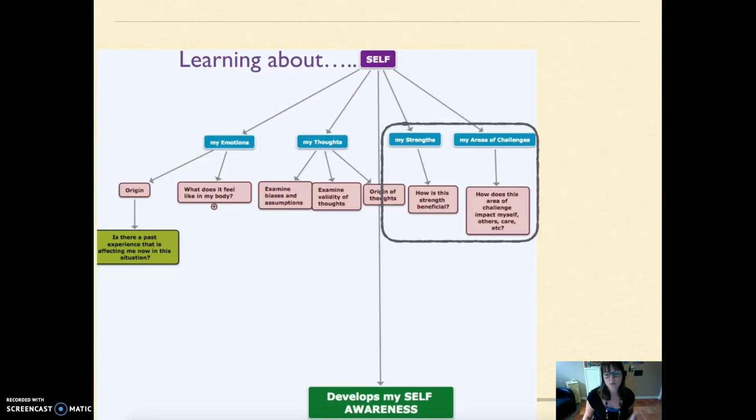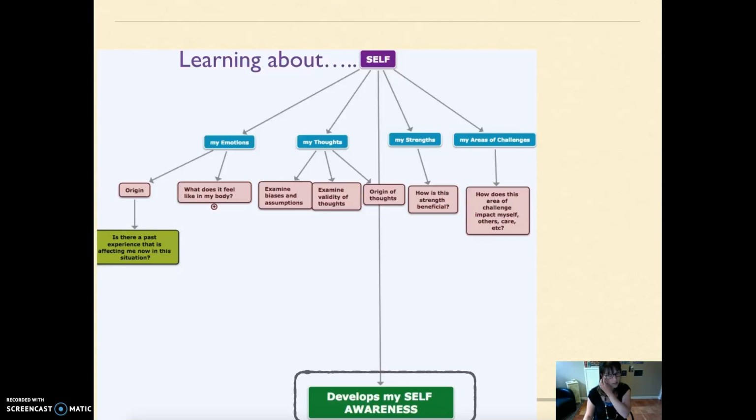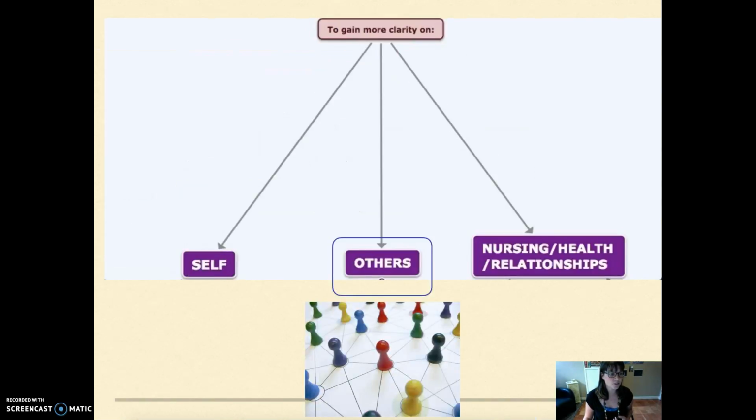Maybe you're struggling with doing a comprehensive head-to-toe assessment. Why is that? What's contributing to that area of challenge so that you can move forward and grow from it? And how does that area of challenge impact yourself, others, and patient care? All that will help us develop our self-awareness and ourselves as professionals.